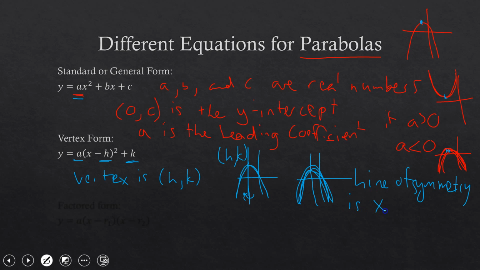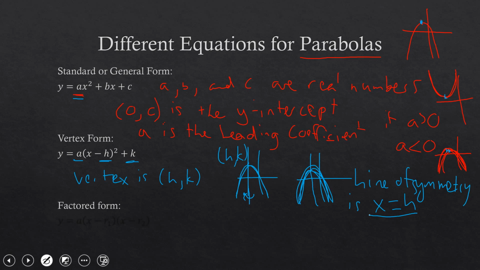is x equals h. So this tells us where that symmetry is for a parabola, and all parabolas are going to have it. They're all going to have vertexes. They're all going to have lines of symmetry. So that's a kind of important feature for parabolas.